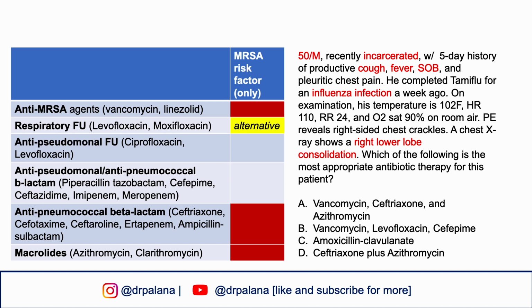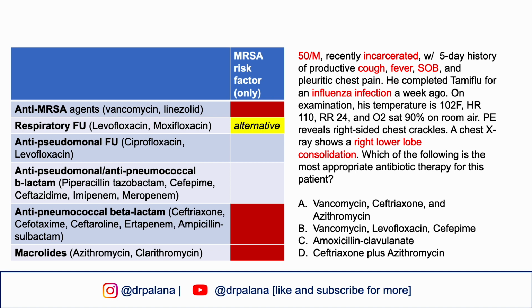A. Vancomycin, ceftriaxone, and azithromycin. B. Vancomycin, levofloxacin, cefepime. C. Amoxicillin. D. Ceftriaxone plus azithromycin. The patient is at increased risk for MRSA. He was recently incarcerated and recently had an influenza-like illness. He has no risk factors for Pseudomonas. The correct answer is A.